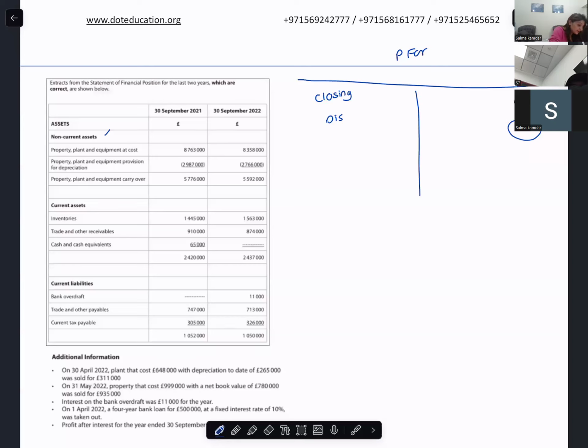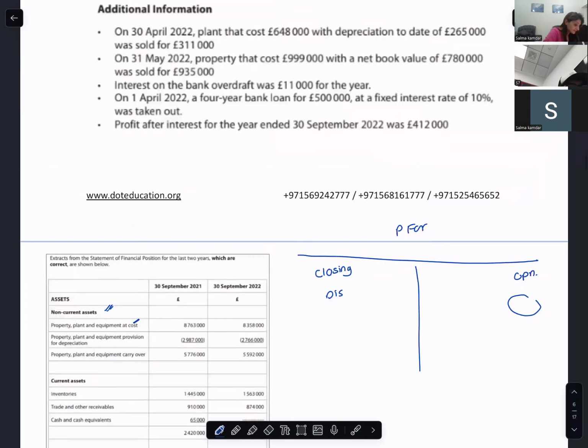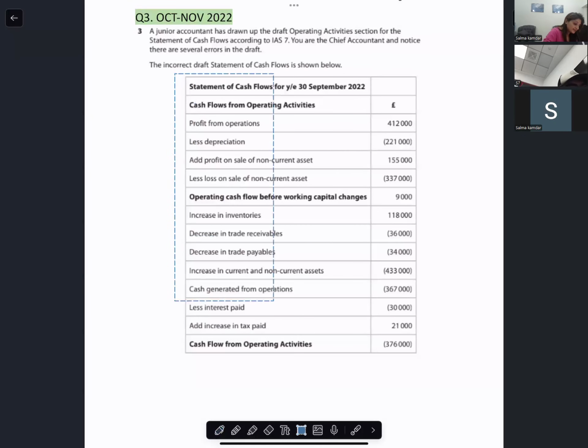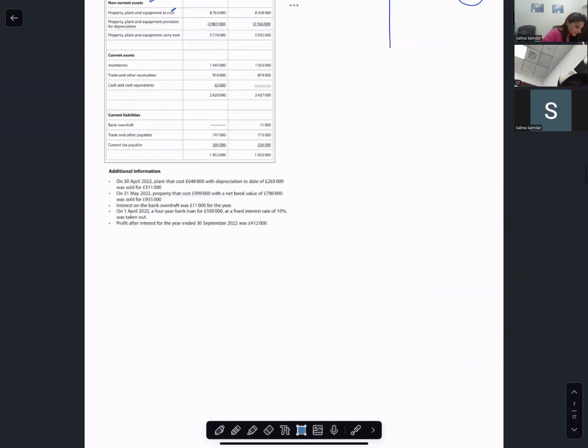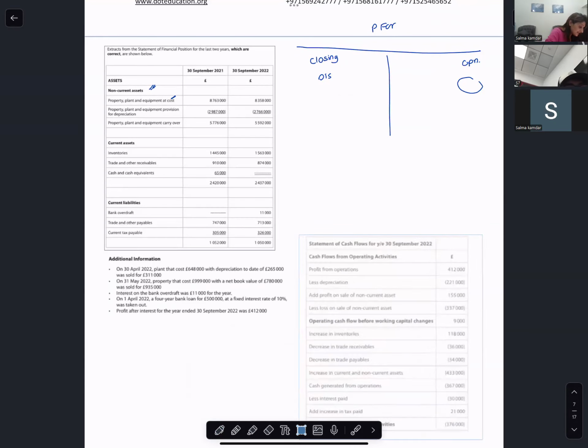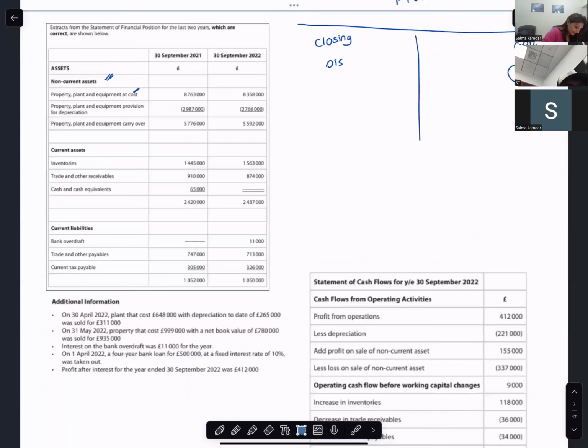This is my non-current asset section. When I do the markings, what do I have? Tell me, property, plant and equipment goes under which activity? Investing. Property, plant and equipment goes under investing activity, and the depreciation goes under which activity? Depreciation goes into your operating activities.